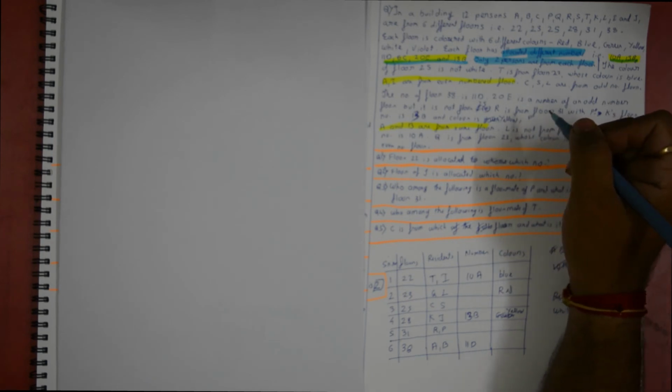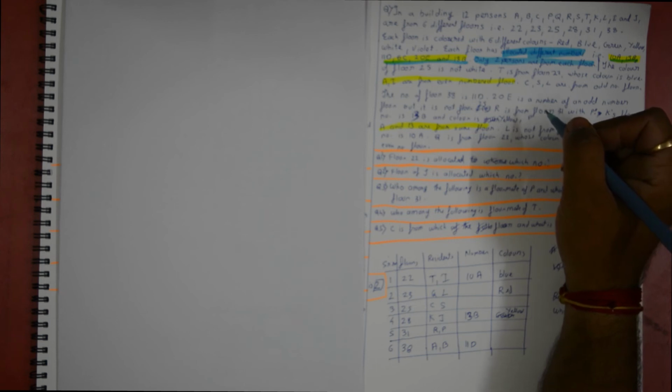let's confirm it once before we write down. P's floor number is 18B and color is green. Yes, now it solves all our problems. P's floor number is 18B and color is green.